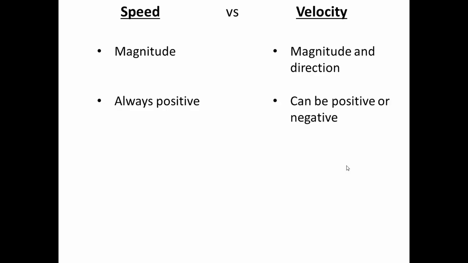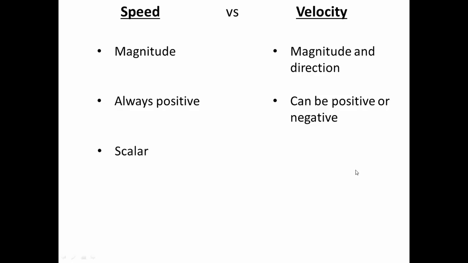Versus velocity can be positive or negative. If I'm walking forward at 25 miles per hour, as soon as I say I'm walking forward at 25 miles per hour, I've defined forward to be positive because I used a positive number. Which means if I back up and start walking the other way 25 miles per hour, I'm going negative 25 miles per hour. The positive and the negative can indicate opposite directions.